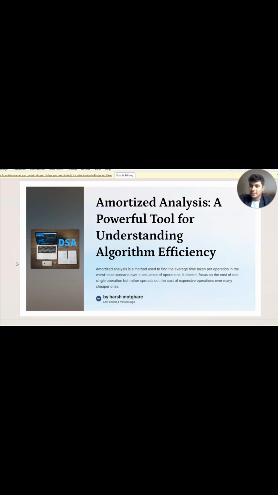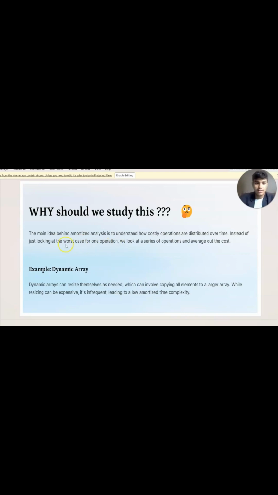So what is amortized analysis? Amortized analysis is basically a method used to find the average time taken per operation over a sequence of operations. We will study this in detail, but first, why should we study this? The main idea is that instead of looking at the worst case for one operation, we look at a series of operations and average out the cost. We will study this with the help of an example.